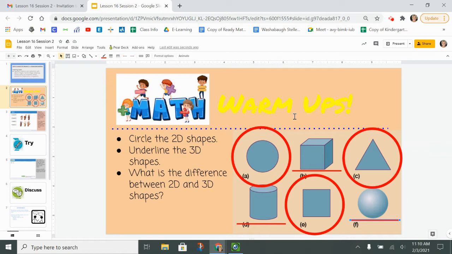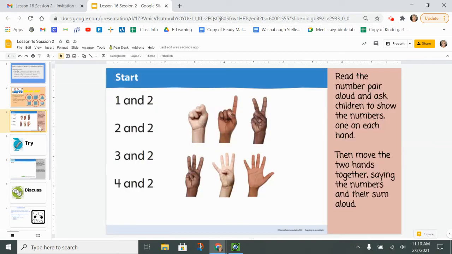Right. A 2D shape is flat. Put your hands together. And a 3D shape is solid. So make a fist. Remember, those stand up. Excellent. All right. Now, show me your hands. You're going to need both hands now. All right, we are going to use addition with our hands.